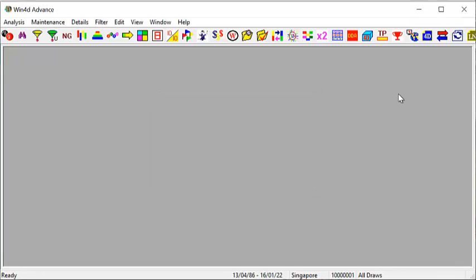Right, now it's time for me to share the following numbers for this coming draw. Right, we'll start with Singapore data in English followed by Mandarin. Once we move on to Magnum, again it will be English followed by Mandarin.